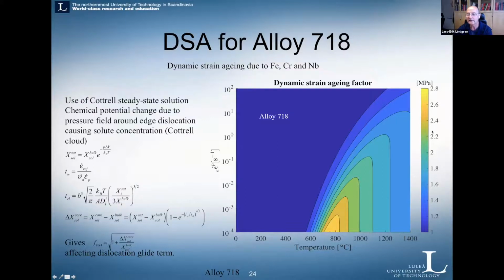And it looks like here, the contribution to dynamic strain aging factor. So this is the factor that is multiplying another term. So it shouldn't be MPa here.